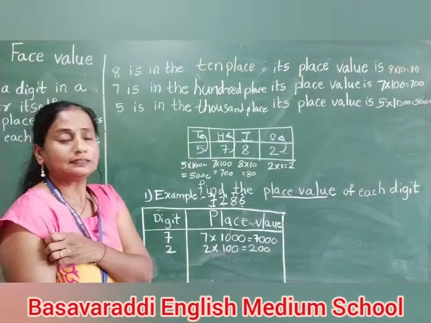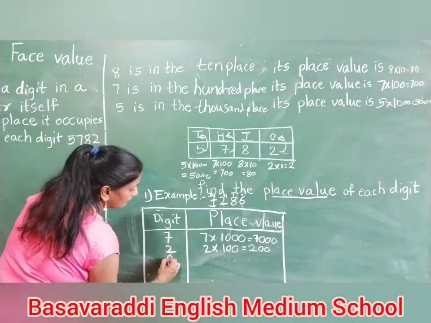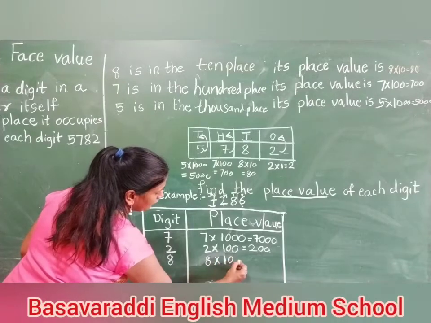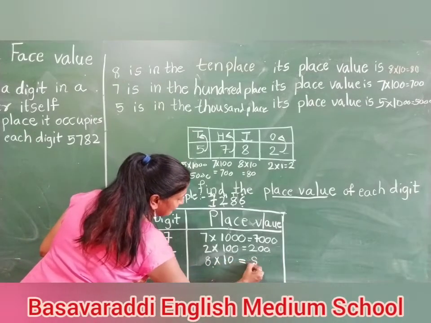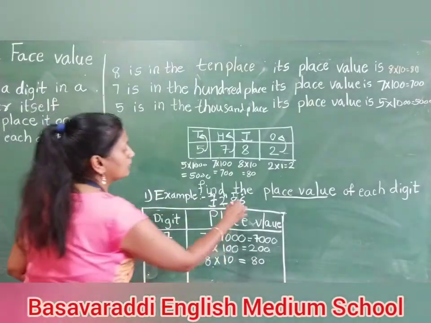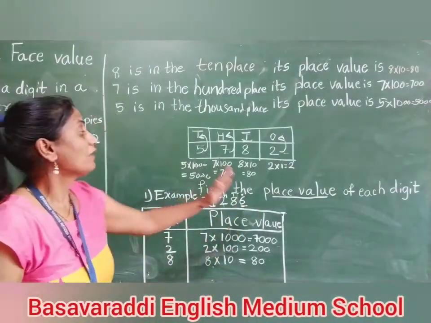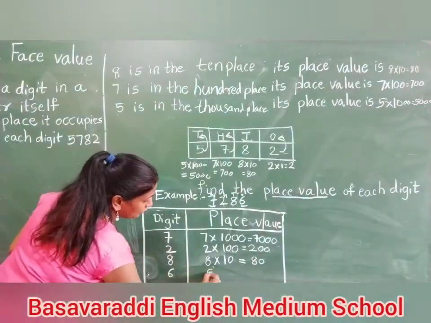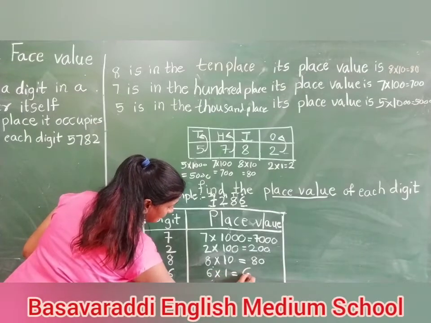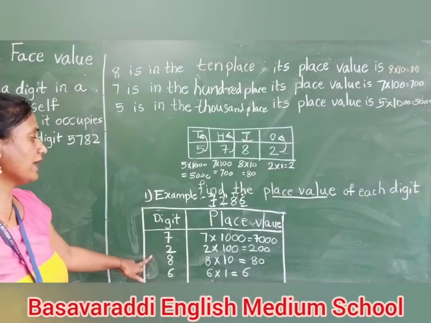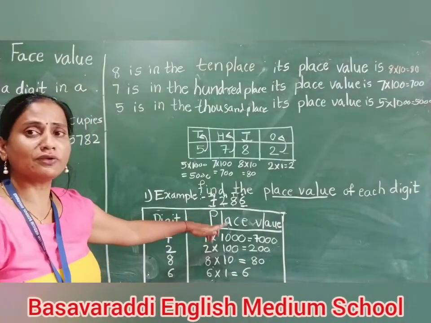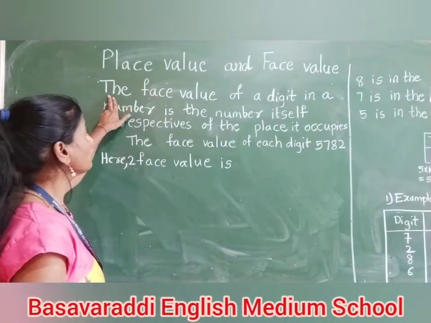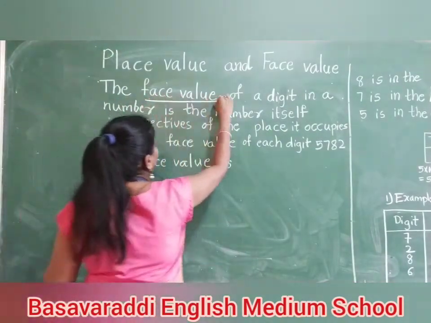Now, that is the 10's place. The 10's place means only 1 zero is coming. So 8 into 10 is 80. Now we are moving on to the 6. The 1's place, 6 into 1, that is 6. So for this one, we are finding the place value. Now, what is meant by place value?